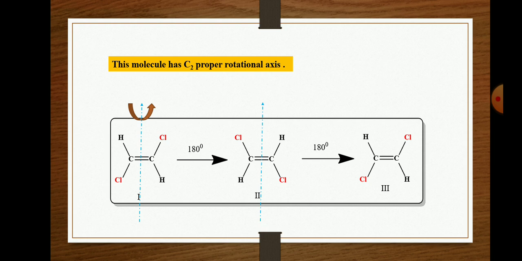Now this second configuration we again rotate by 180 degrees, and we get a third structure. The first and third configurations are equal, and hence when you put in the formula n is equal to 2 pi upon theta, we get n is equal to 2. It means this molecule possesses a C2 proper rotational axis.